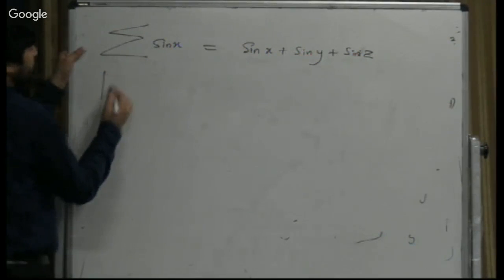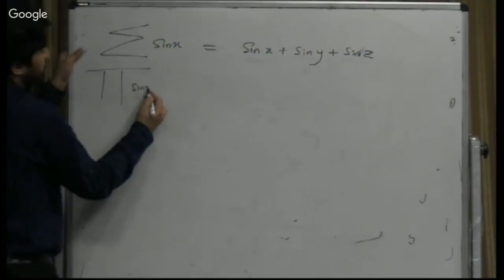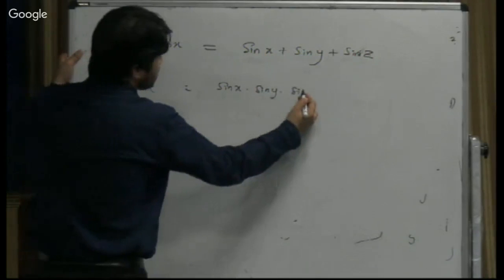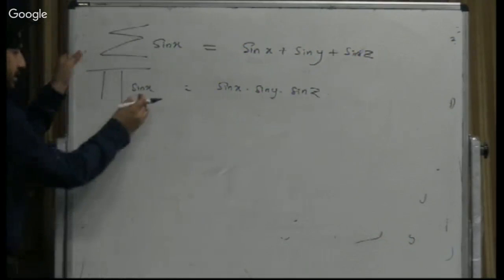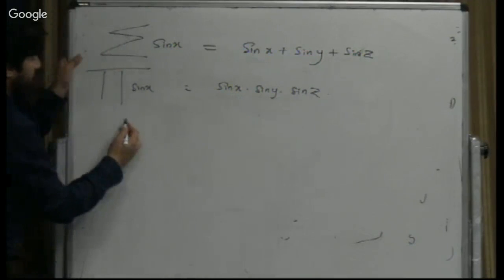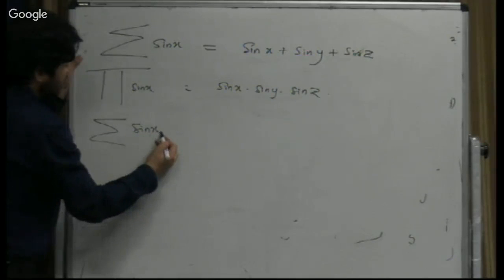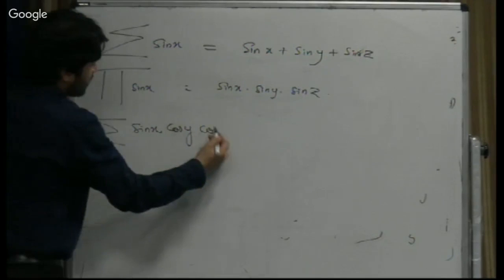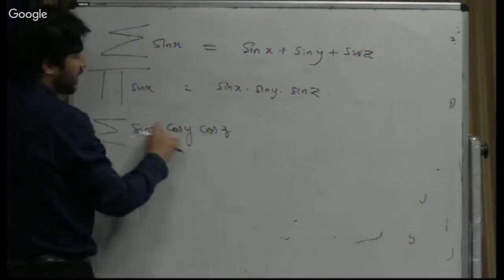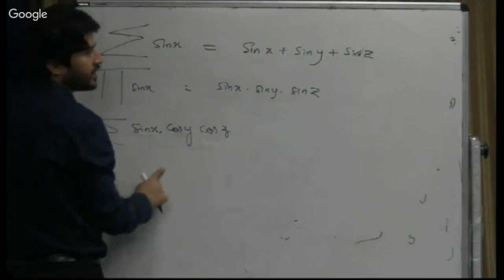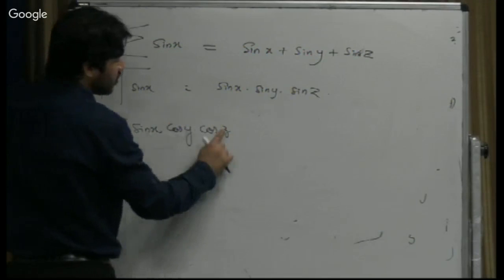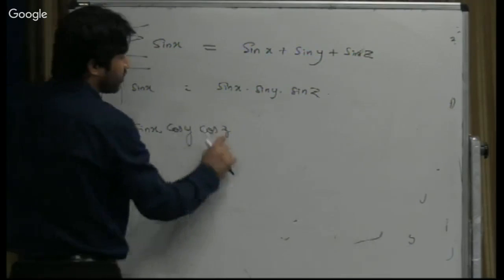Now when I say pi sine x, it means sine x into sine y into sine z. If I put cos, cos. If I put tan, tan. Sigma sine x cos y cos z means, again, the format of the term is going to be sine cos only, and x, y, z will be interchanging with each other. Sine x cos y cos z plus sine y cos z cos x plus sine z cos y cos x. That's it.